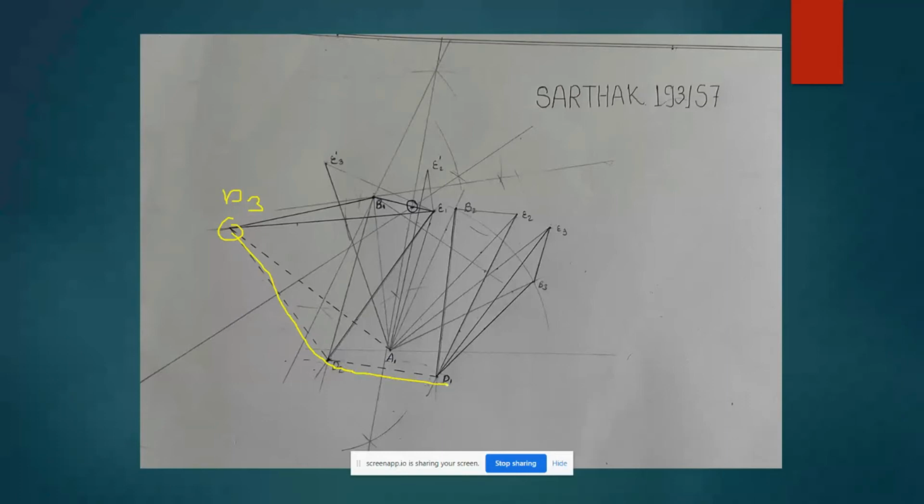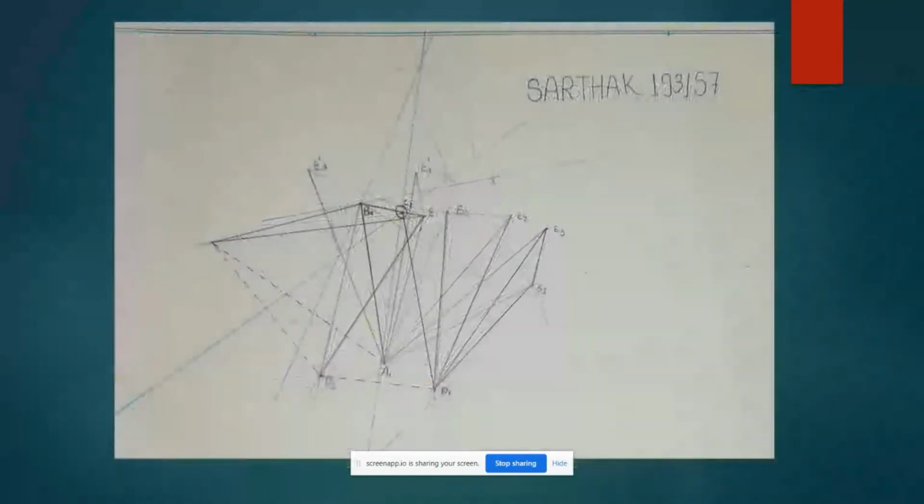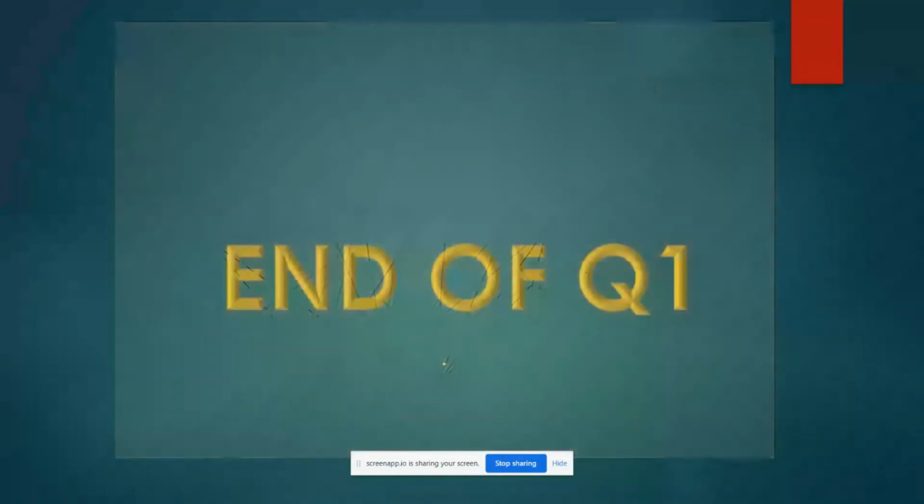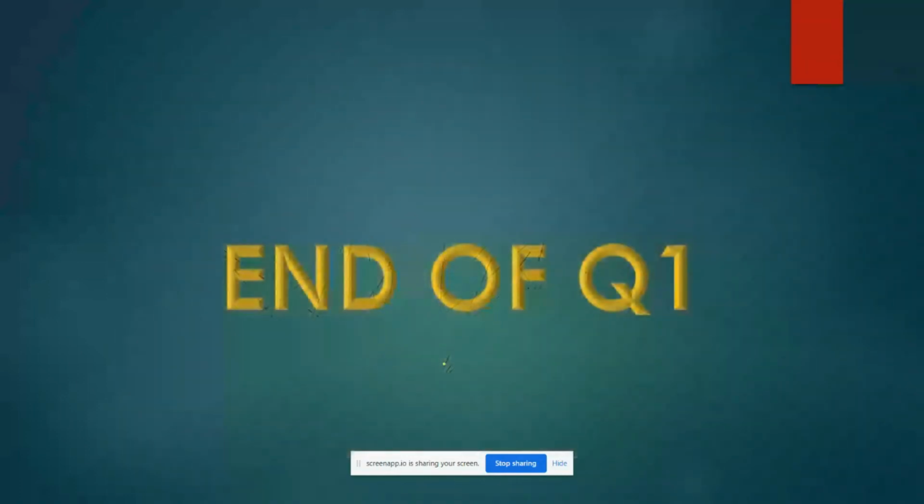After joining this, find their perpendicular bisectors. After finding their perpendicular bisectors, these perpendicular bisectors will intersect at the point which is called C1. So now we have got all these points A1, B1, C1 and D1. So now join these points and this is our 4-bar link mechanism. So this is our final 4-bar link mechanism. So now we are done with the problem 1.